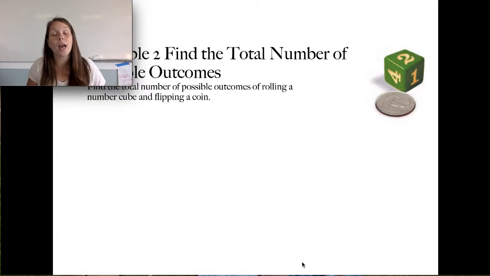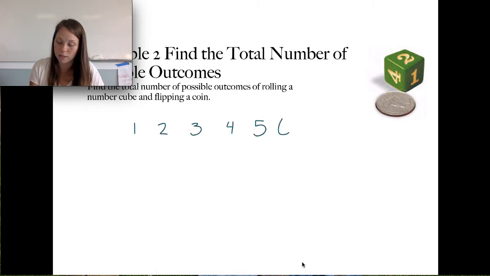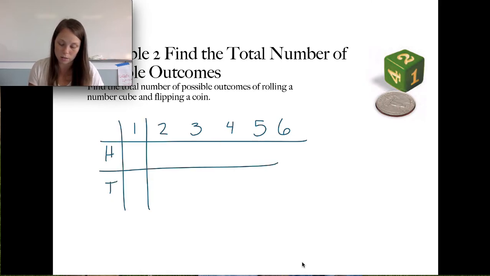Now let's take a look at using a table to look at all of your number of possible outcomes, or in other words, finding your sample space. So this problem says find the total number of possible outcomes of rolling a number cube and flipping a coin. To create our table, one part of our table is going to represent all the numbers we could get: 1, 2, 3, 4, 5, and 6. And the other part of our table is going to represent all the ways we could flip the coin, so getting heads or tails.